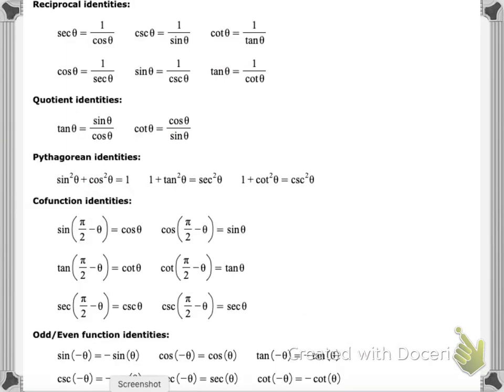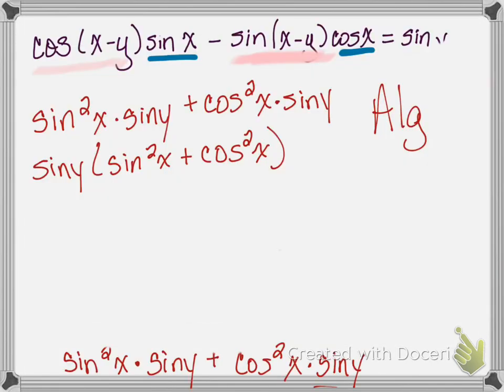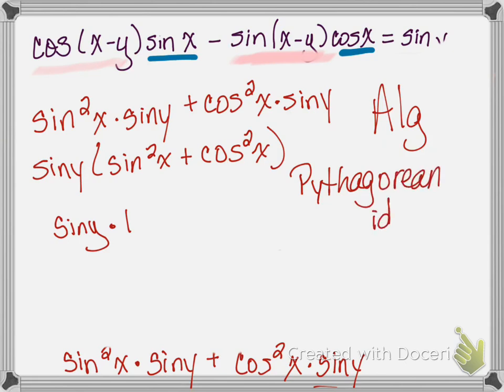But if I look here, sine squared of theta plus cosine squared of theta equals 1. So I can take out sine squared of x plus cosine squared of x, and I'm left with 1. So I have sine y times 1, and that is a Pythagorean identity. That's the identity that I'm using here, the Pythagorean identity. And I have made it to my goal, which is sine of y. That was what I wanted to get to. So my final step here is just sine of y.